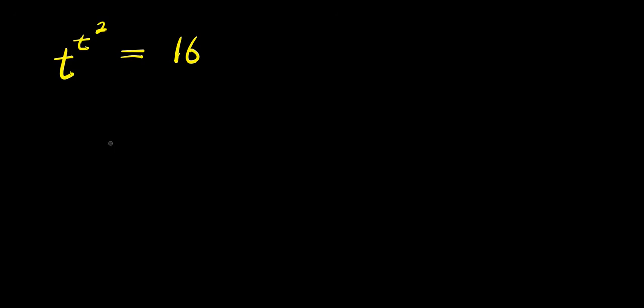Hello, how to solve this exponential problem? This is t to the power of t to the power of 2 equals 16. We are solving for all values of t that satisfy this equation. So I can start by saying let x equals t power 2.